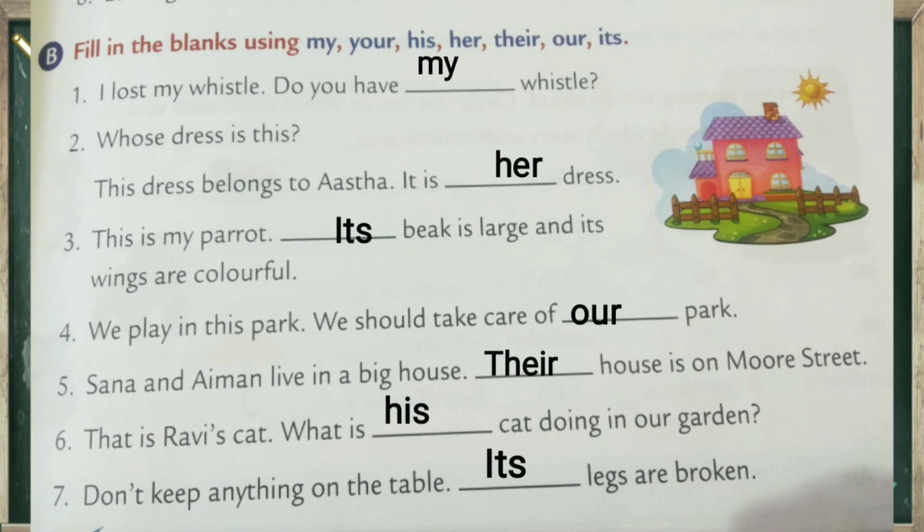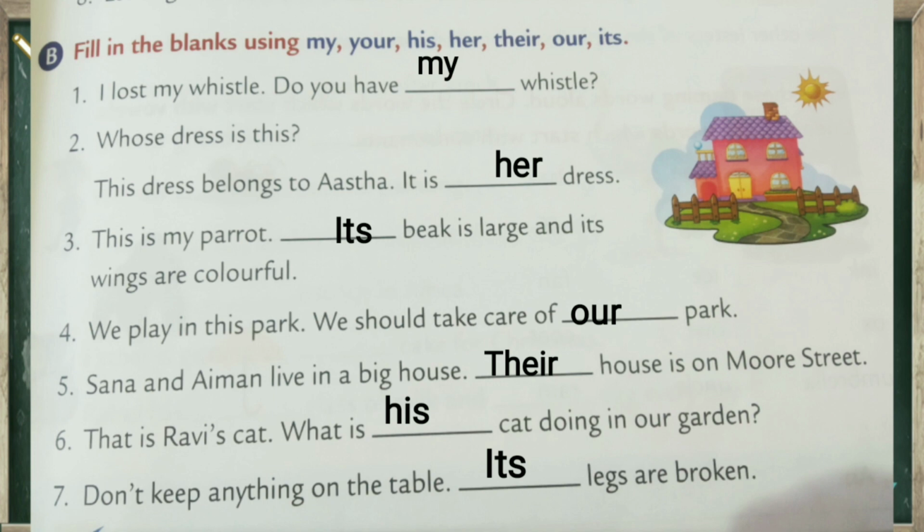Second one. Whose dress is this? This dress belongs to Asta. It is dash dress. Asta is a girl. So if the dress belongs to a girl, we use the word her. So whose dress is this? This dress belongs to Asta. It is her dress.